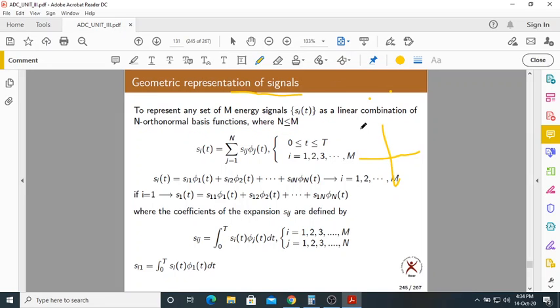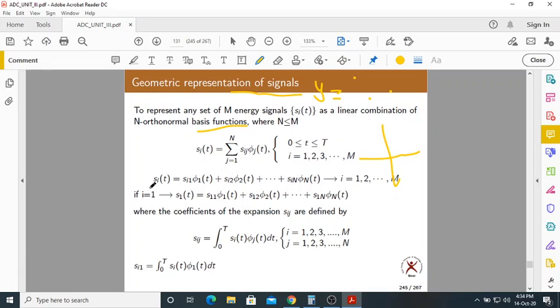So what do you mean by linear combination? Suppose I say y equals a1 x1 plus a2 x2 plus a3 x3 and so on; that is called a linear combination. Now here, how am I representing? I want to represent each and every Si of t as a linear combination of what functions? Basis functions. So here, the summation j equal to 1 to n of Sij phi j of t.